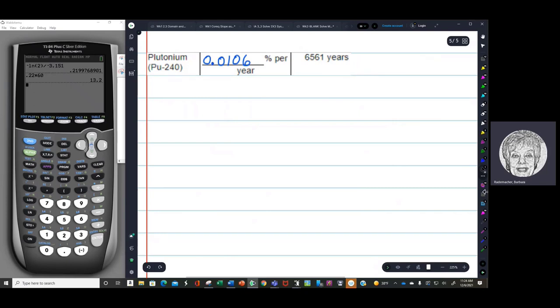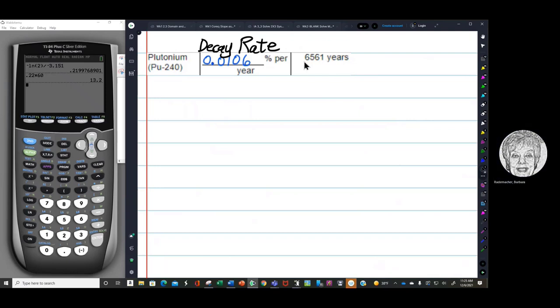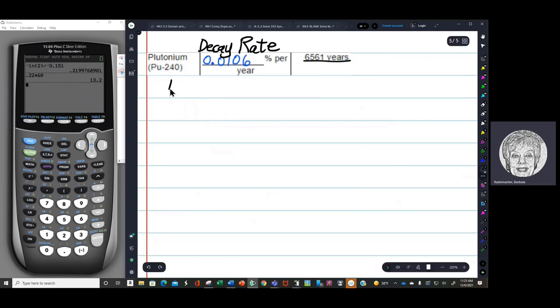Okay, so here we go. Now we're trying to find k, which is the decay rate. Let me get rid of the k temporarily. Rate. Okay, wow. All right, here's our general formula. A equals A naught e to the kt.